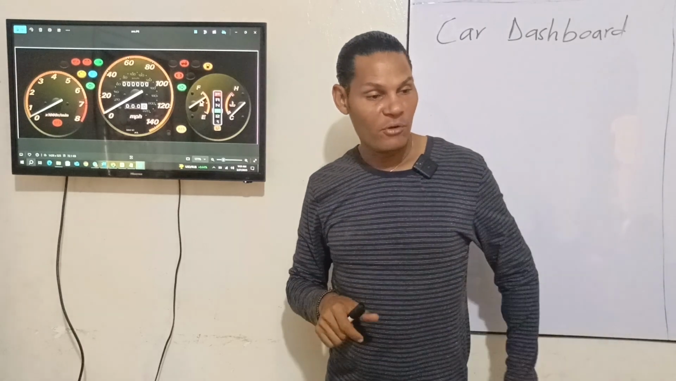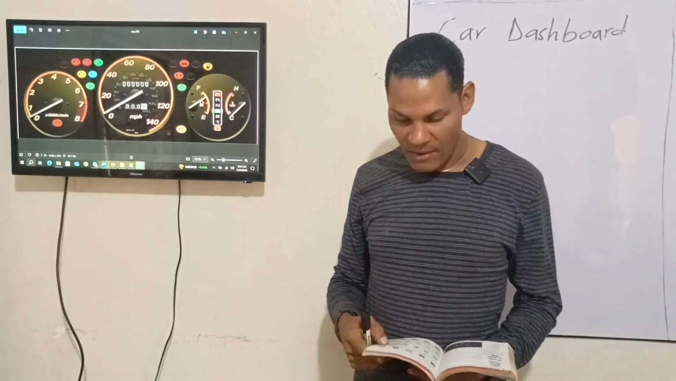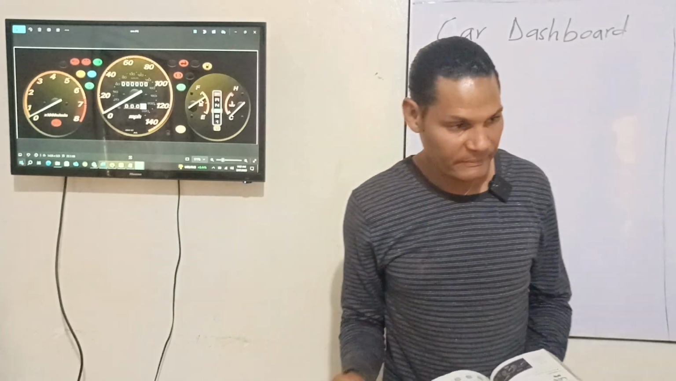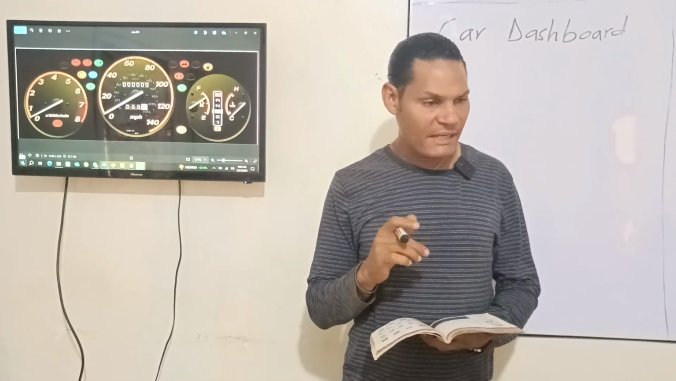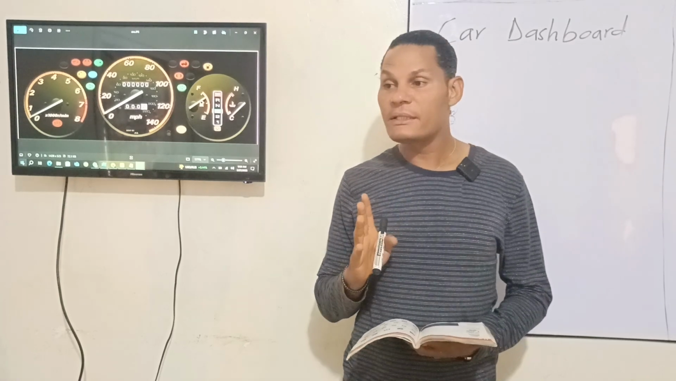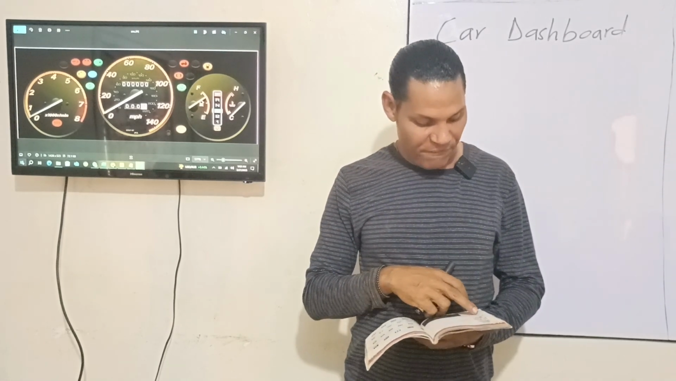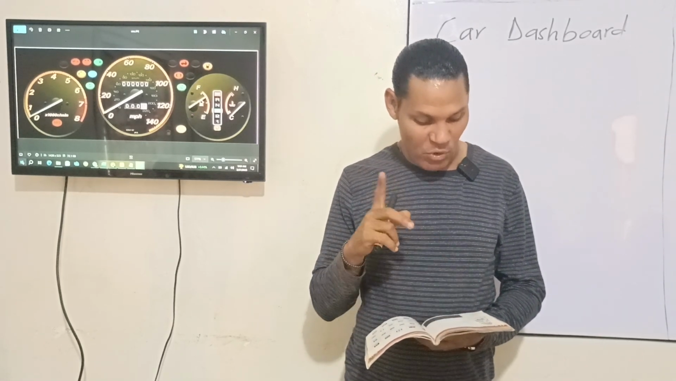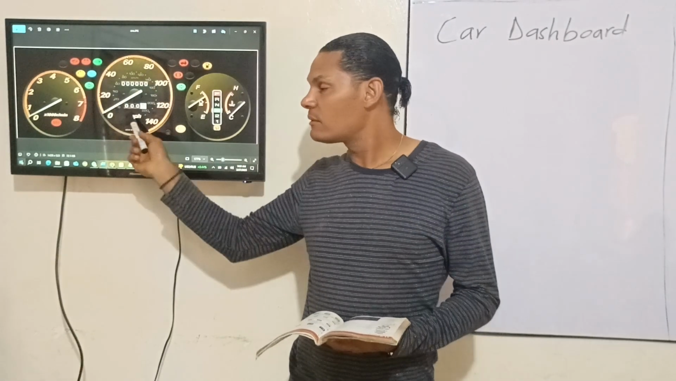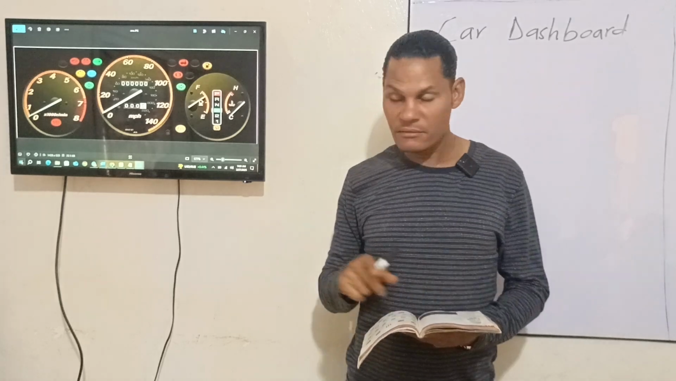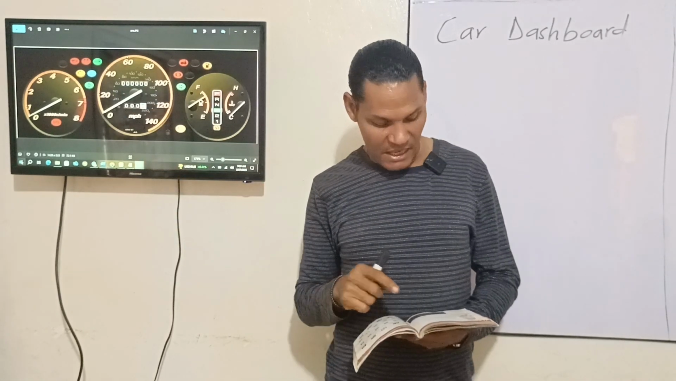Are we there? Yes. Okay. Let's go to our manual now and read. The dashboard. Mandatory elements of a dashboard. The first one there is what? The speedometer. The speedometer now is this one, the one in the middle. That's the speedometer.